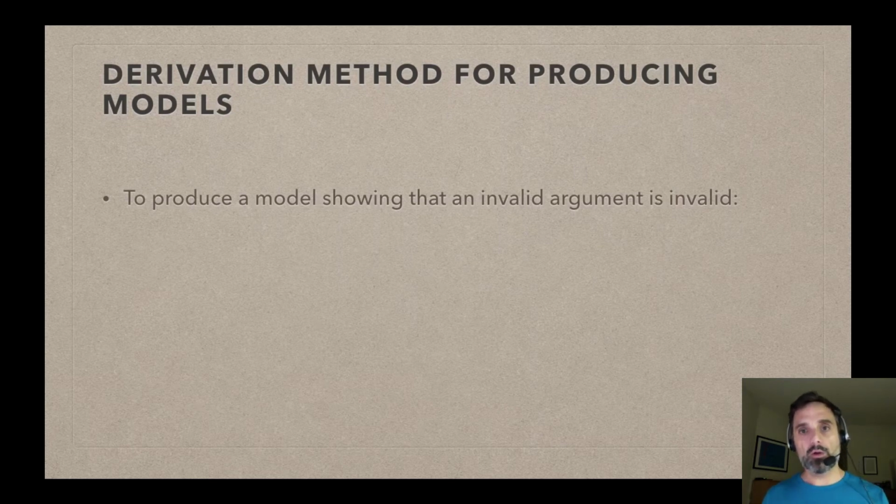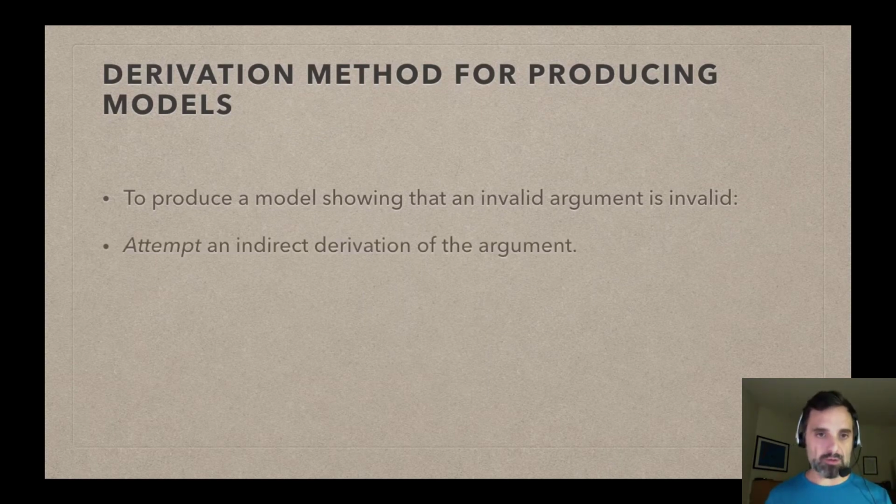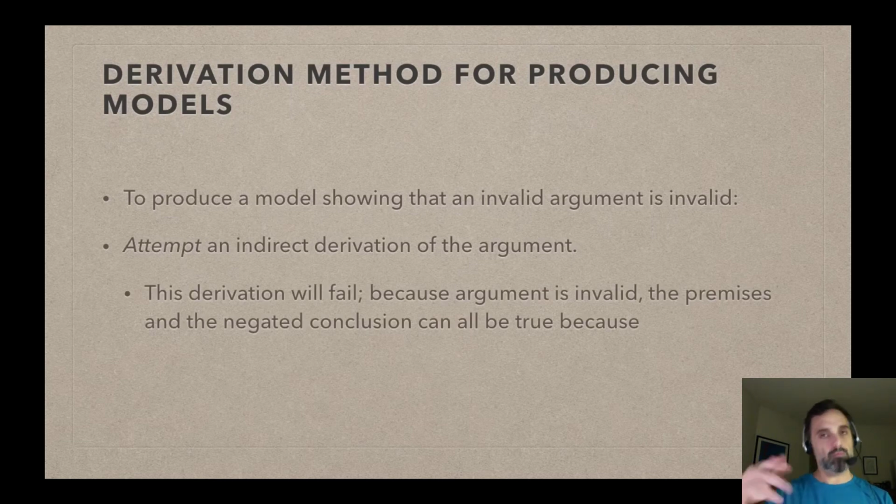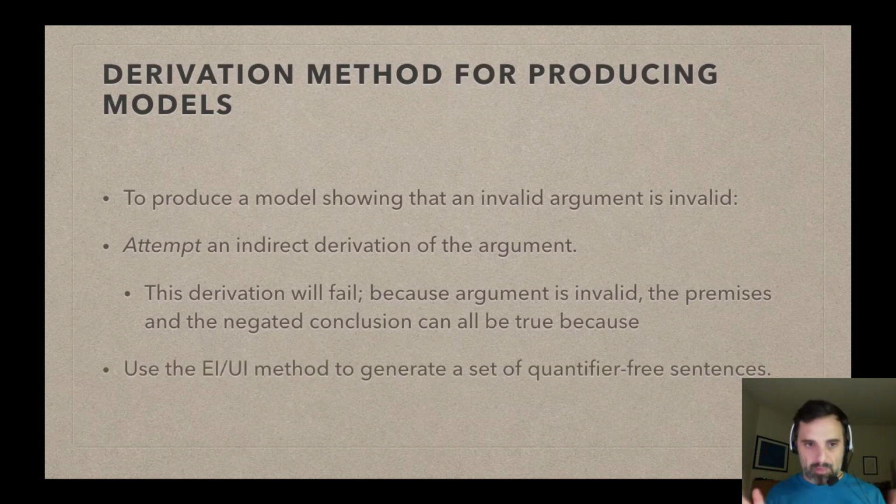How? Well, we're given an invalid argument, and we want to produce a model that shows that it's invalid. So how do we do that? What we want to do is attempt an indirect derivation of the argument: premises, indirect assumption. The derivation will fail, because the argument is invalid. It's possible for the premises to be true and the conclusion false. That's what it means for it to be invalid. That's fine. And then we want to use the EI.